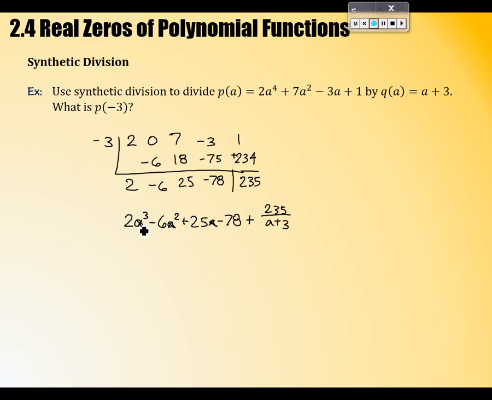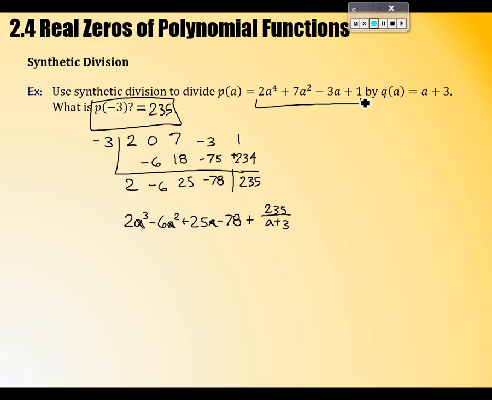The other question here is, what is p of -3? What is p of -3? It's 235, right? That was the whole point of our remainder theorem. So if you plug -3 into this, you will get 235.